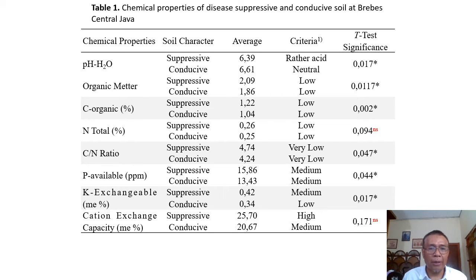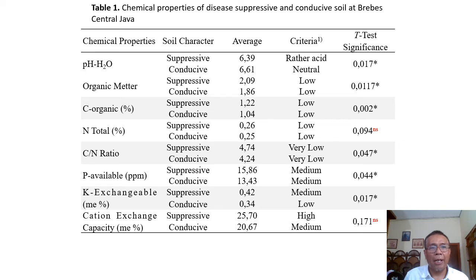Almost all chemical properties taken from disease-suppressive soils were significantly different from those taken from conducive soil. Only N-total percent and cation exchange capacity showed no significant difference. The variations in the intensity of moler disease and significant differences in almost all soil chemical characteristics between suppressive and conducive soils indicate a direct or indirect relationship between disease intensity and chemical characters.